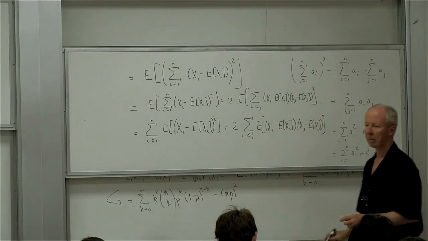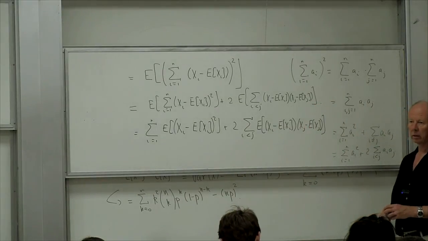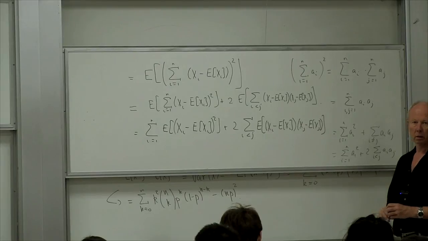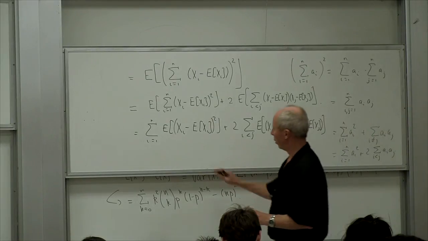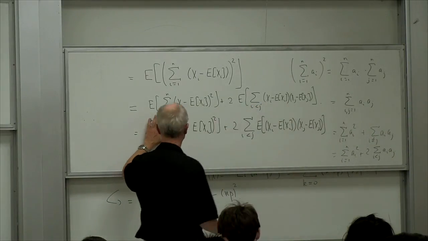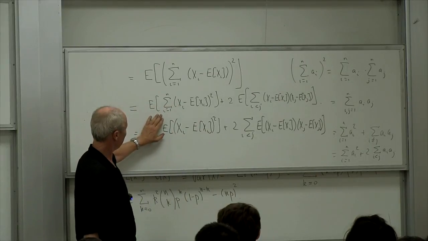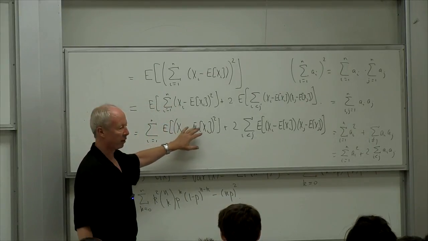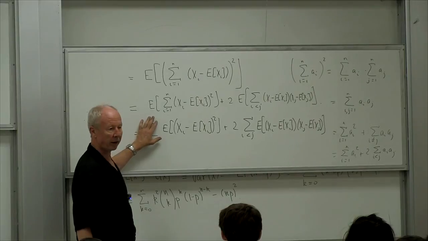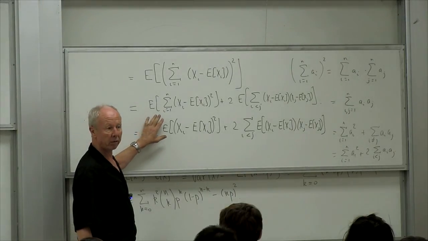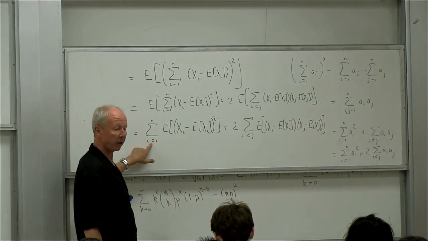Like that. Okay. Now, what is this term? I have a random variable. I've subtracted its mean. I squared it. I took the expected value. That's the variance of x_i. So this is the sum of the variances.